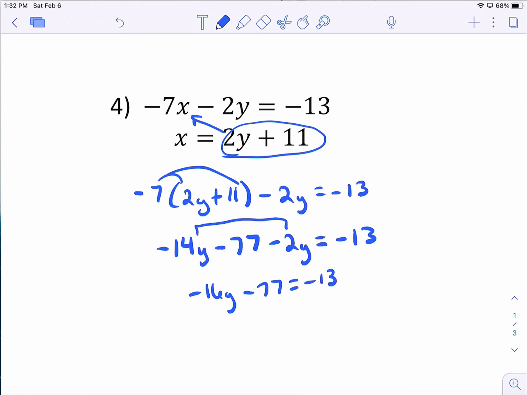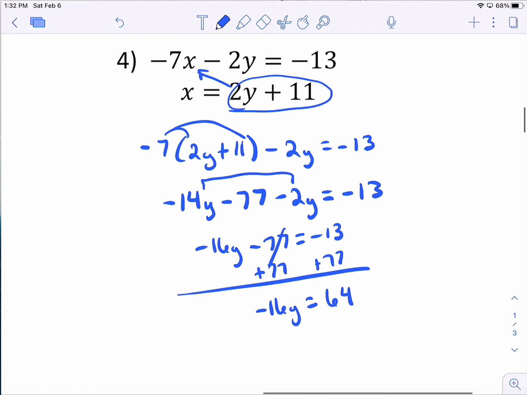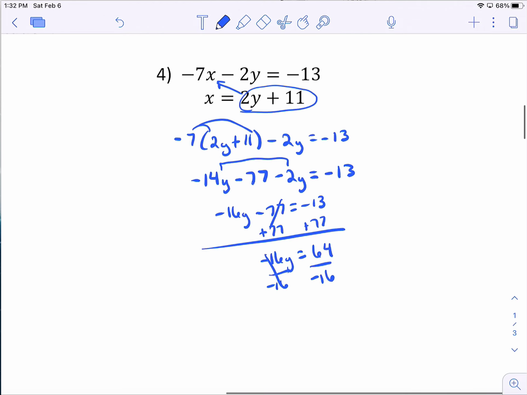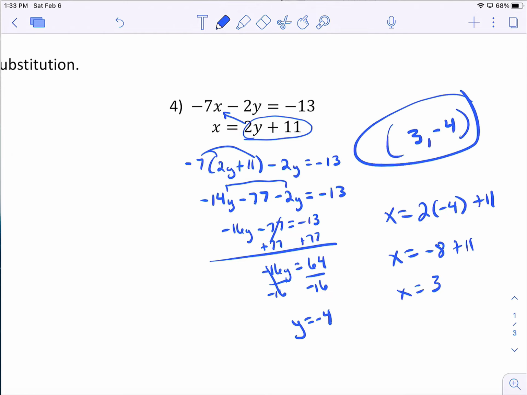Okay, so combine like terms, and we're left with a two-step equation. So I got negative 16y equals negative 13 plus 77, which is positive 64. Divide both sides by negative 16, and y equals negative 4. So again, go back and plug that in for y into one of my equations. It doesn't matter which one. The bottom one looked a little bit nicer to me. So x would be 3. So 3, negative 4.